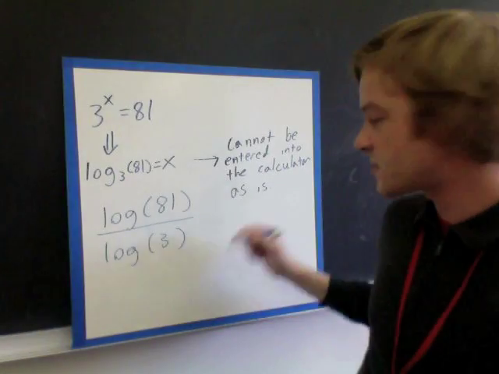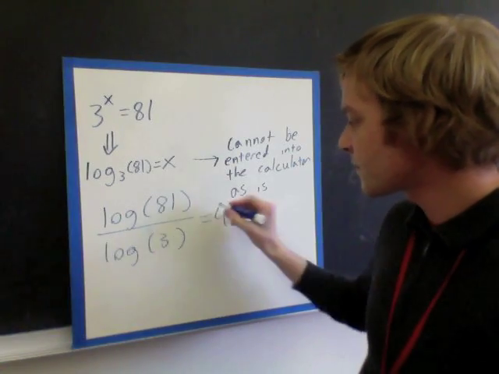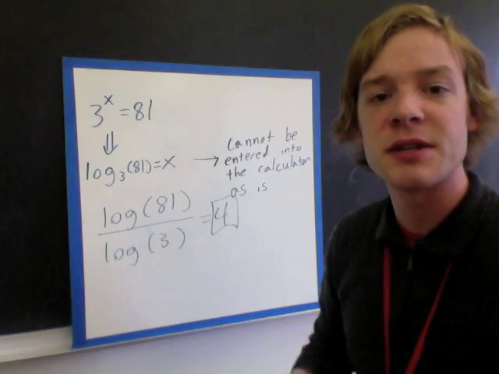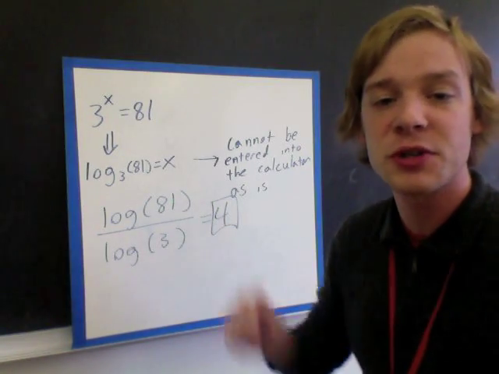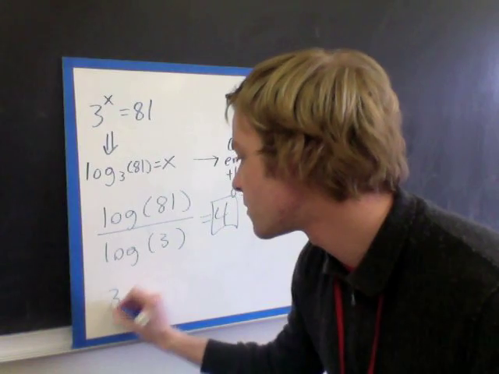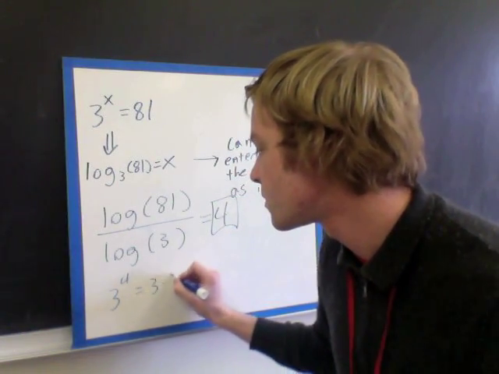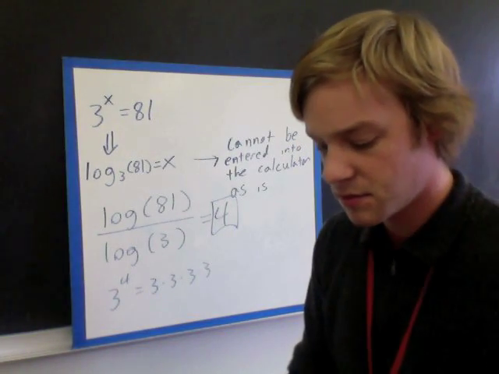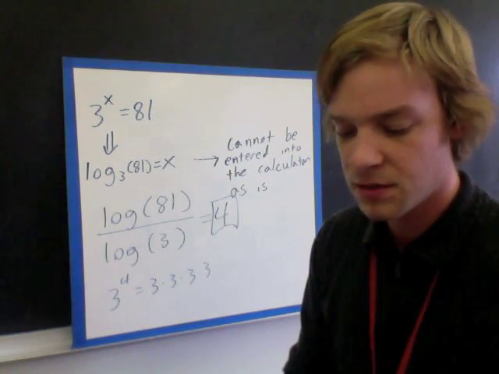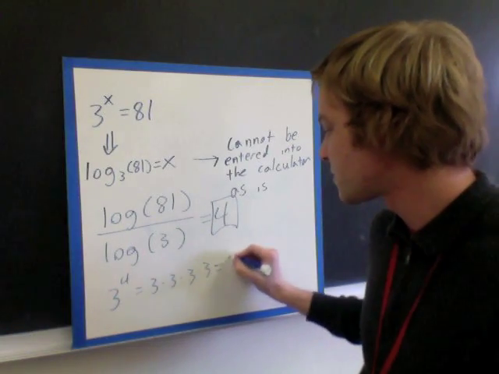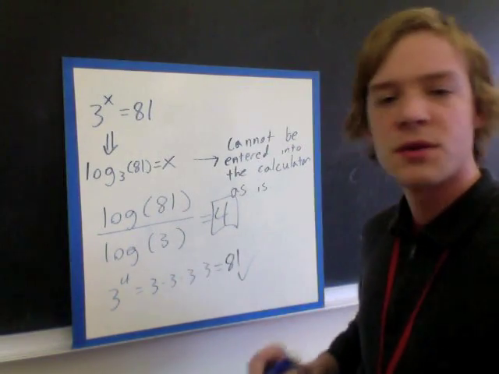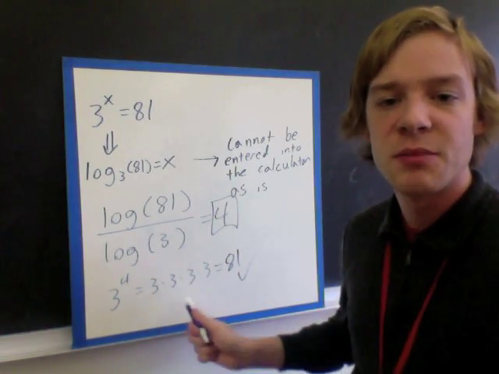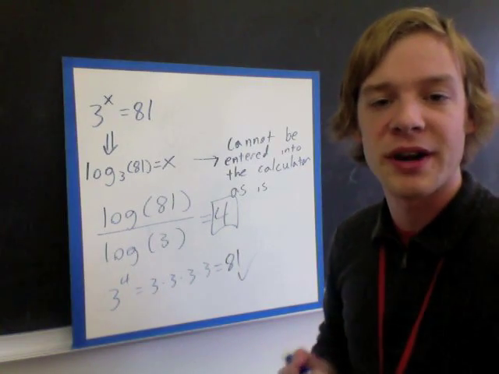So what this means, first off, 4 is our answer, but if we want to check and show what this actually means, if we have 3 to the power of 4, that should equal 81. And if you multiply all those together, that equals 81. So we know this 4 is correct. You won't always have to check your answer like this, but I'm just showing you what our answer actually means.